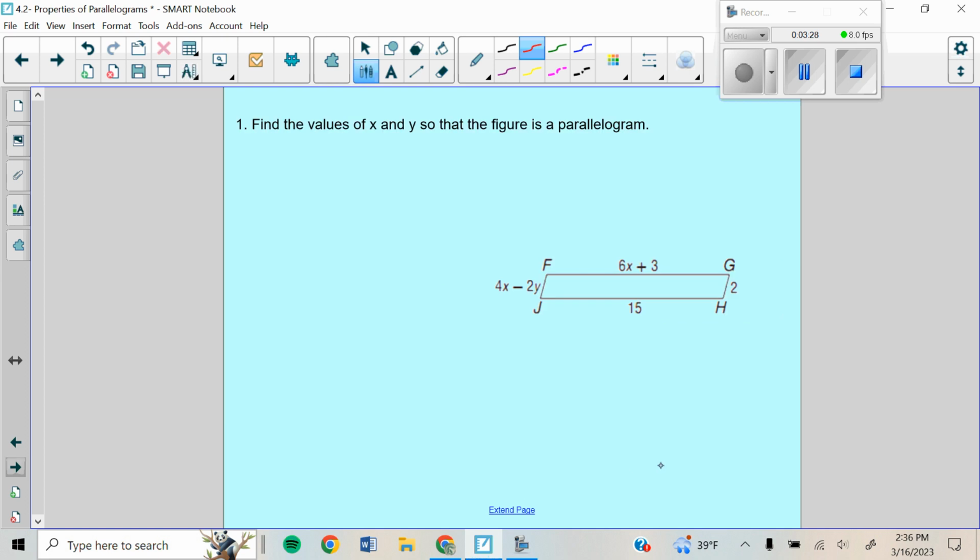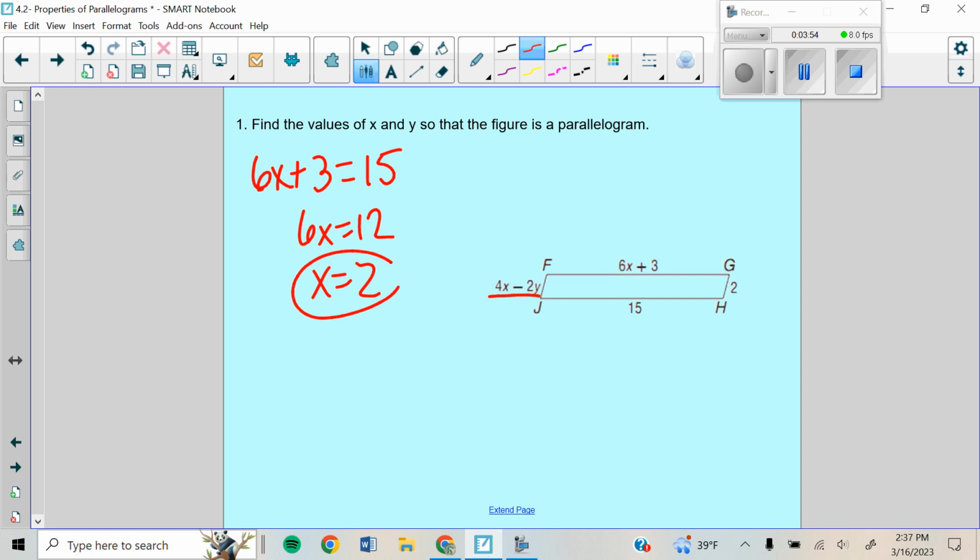So find the values of x and y so that the figure is a parallelogram. So we would need to say my opposite sides have to be congruent. Now, if you look, we have this one here. It has x and y. So we're going to have to solve for the x one first. So 6x plus 3 equals 15. Subtract over your 3. So 6x equals 12. And we end up with x equals 2.